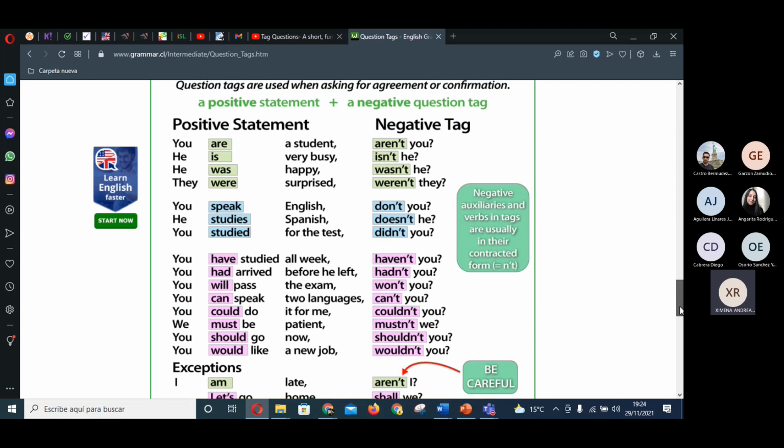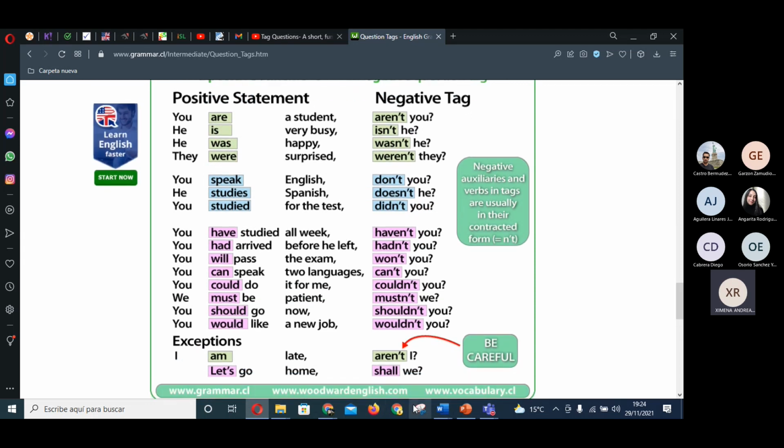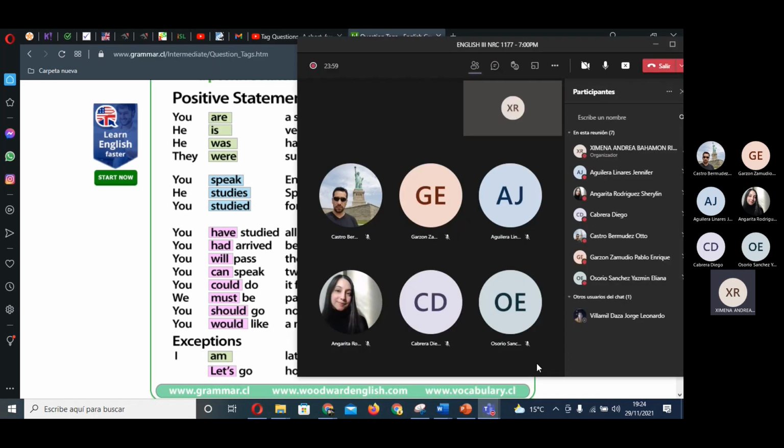Deberíamos. Shall we? Entonces, bueno, como a forma de pronto de revisión general, sin embargo, creo que es más fácil compartirles de pronto el link para que podamos acceder como a ese summary chart.